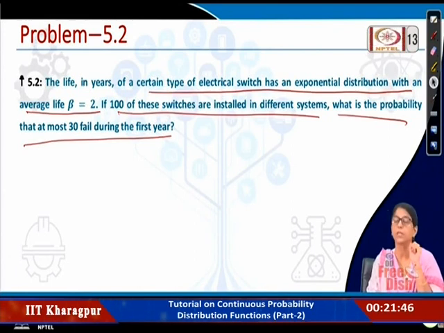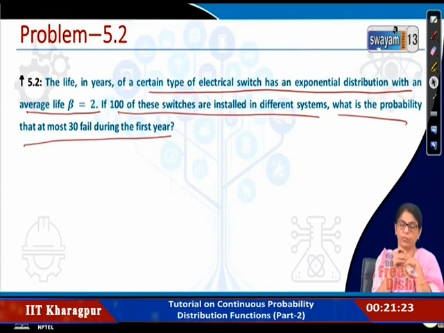What is the probability that at most 30 will fail? At most 30: 0 can fail, 1 can fail, 2 can fail, up to 30. It is again a binomial distribution, where n is the total number of trials, 100, and 30 is the number of successes, at most 30. So essentially it is a cumulative binomial distribution from 30 to 100.